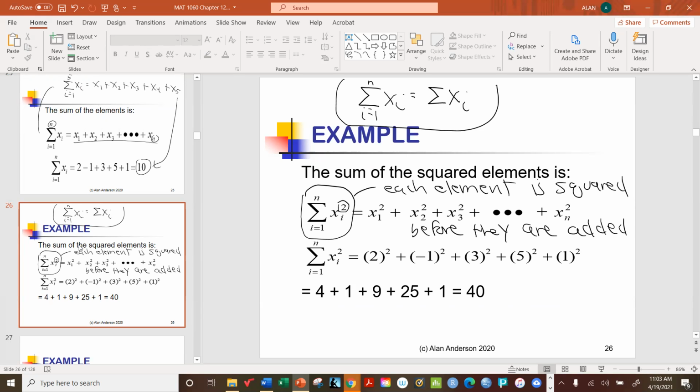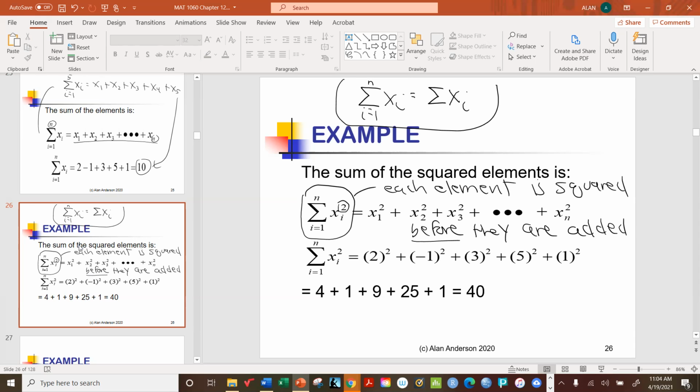But anyway, look at what happened here. All of a sudden, I've got the summation of not x_i, but x_i squared. Oh, are we allowed to do that? Yes, we are. But what does that tell us to do? It means we have to go through each element and square them before they're added up. Okay, so this is different. It's the sum of the squared elements instead of the sum of the original elements.